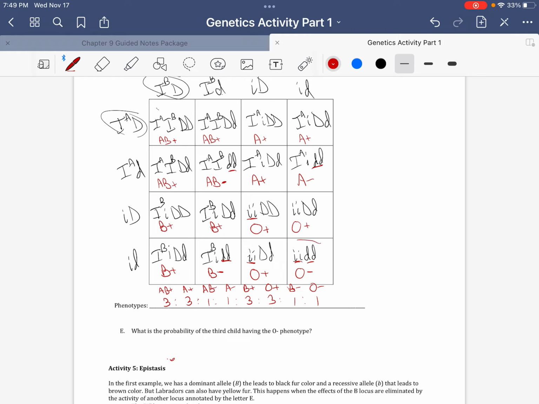Okay, and the last question here: what is the probability of the third child having the O negative phenotype? Well, there's only one square that has the O negative. There are 16 squares in the Punnett square, so 1/16th probability. That's it.